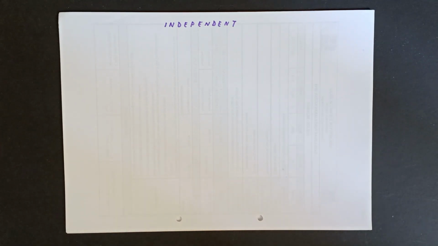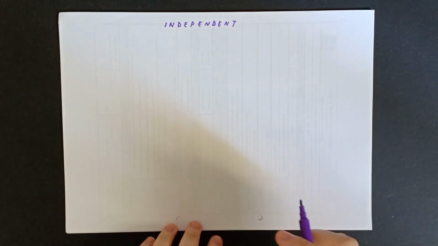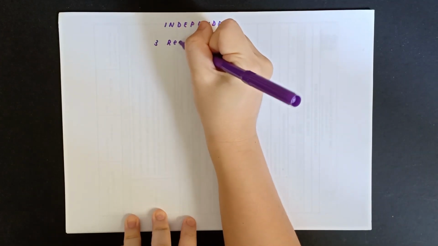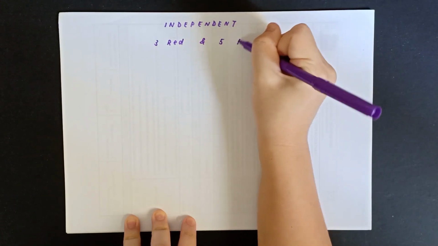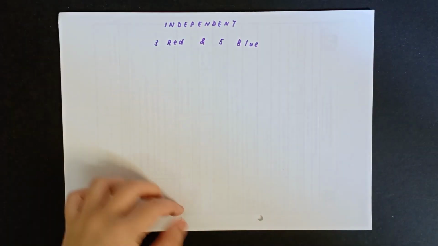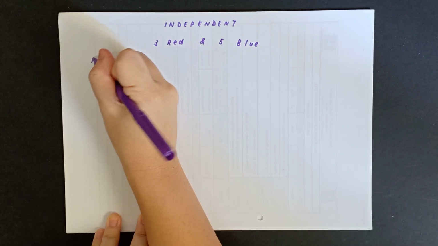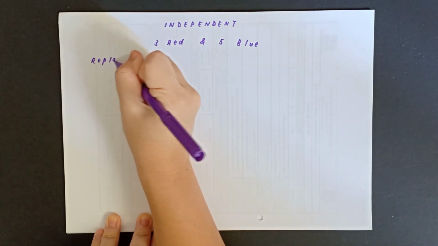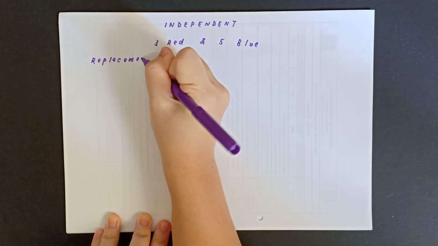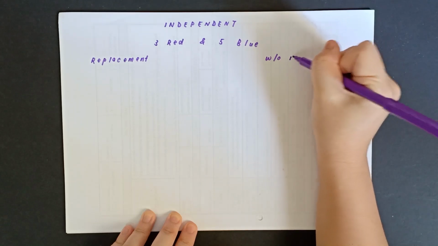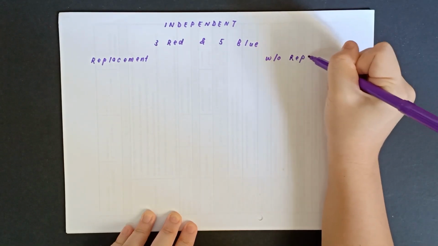Okay, so let's try a very simple example. Let's use the example that we used previously in the handout. Let's say I have a box, and inside the box I have 3 red balls and 5 blue balls. Now I have two different scenarios here. The first scenario is I pick 2 balls with replacement. The second scenario is I pick 2 balls without replacement.